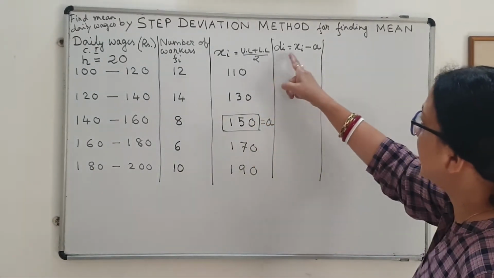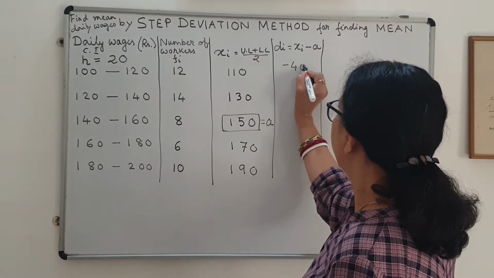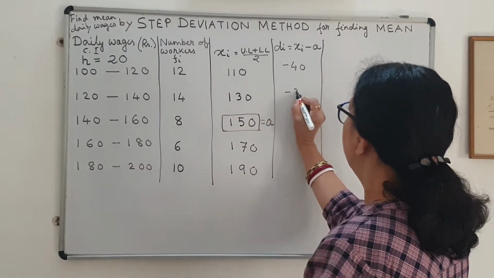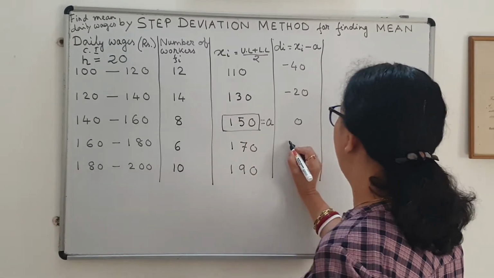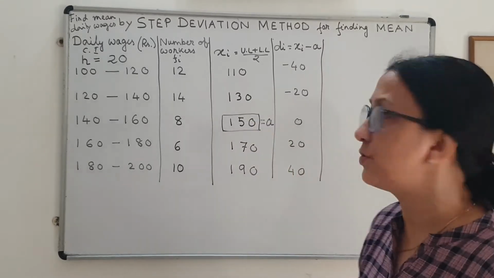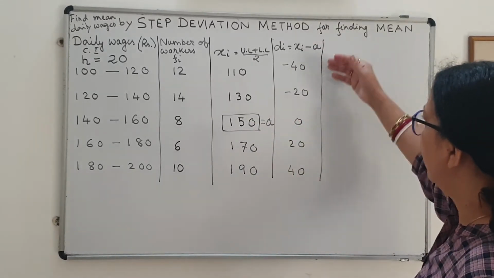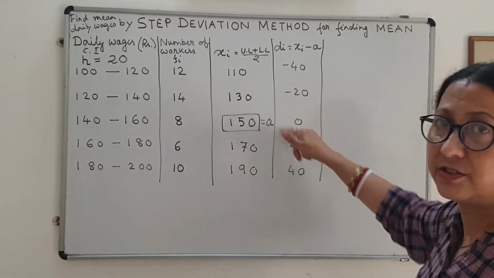Let me find out the values. xi 110 minus 150 is minus 40. Then 130 minus 150 is minus 20. This will be 0. And 170 minus 150 is 20. And this is 40, 190 minus 150. As you see, this is very much symmetrical. Minus 40, minus 20, 0, plus 20, plus 40.